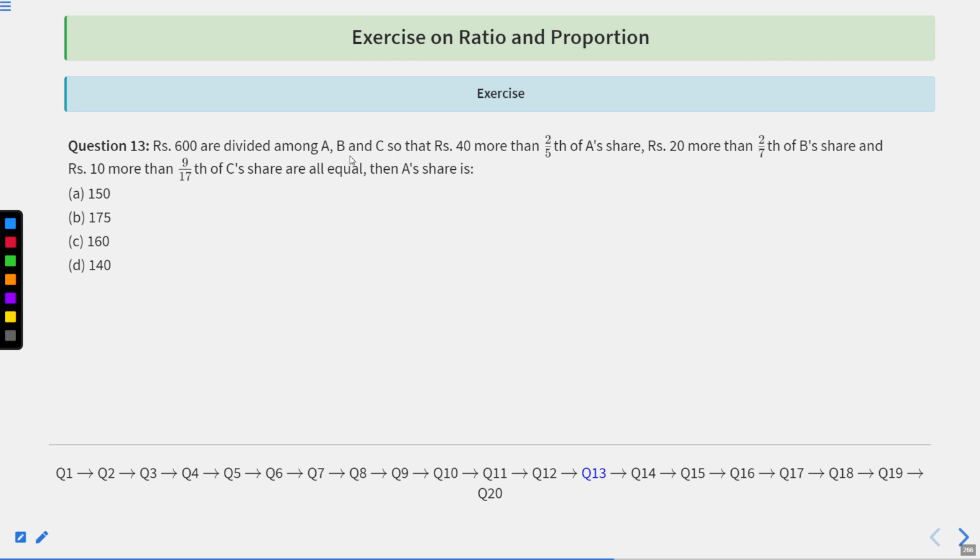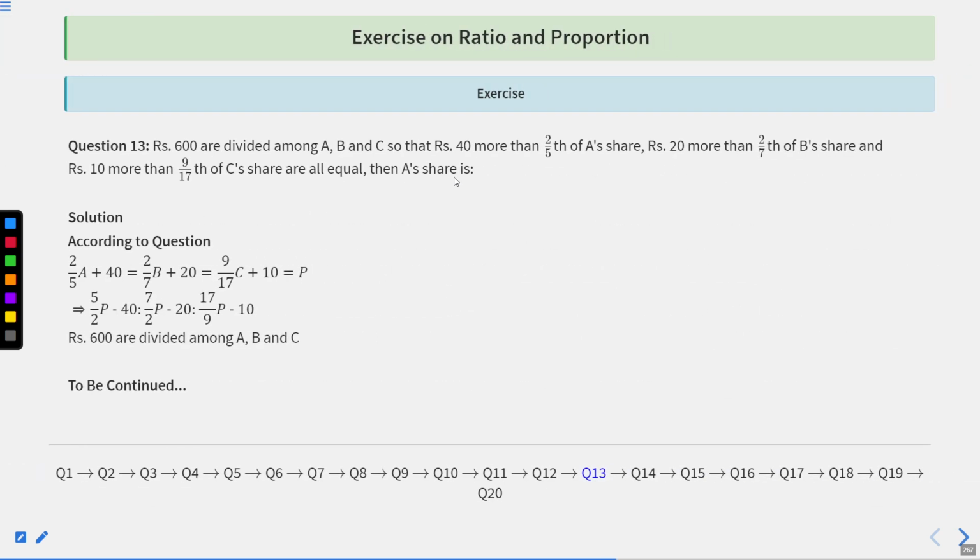Rupees 600 are divided among A, B and C, so that rupees 40 more than 2/5 of A's share, rupees 20 more than 2/7 of B's share, and rupees 10 more than 9 upon 17th of C's share are equal. Then A's share is. So according to the question, 2 upon 5 A plus 40 is equal to 2 upon 7 B plus 20 equal to 9 upon 17 C plus 10 equal to P. So the shares are 5 upon 2 P minus 40, 7 upon 2 P minus 20, 17 upon 9 P minus 10.